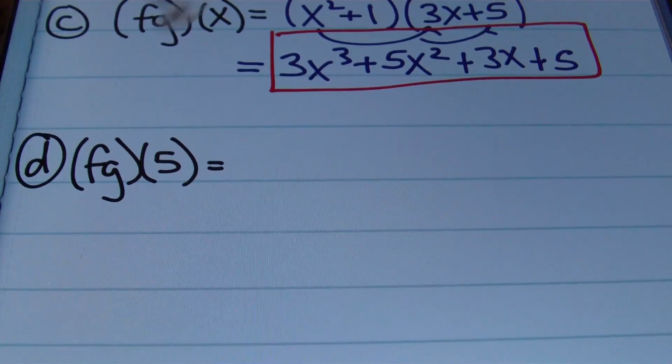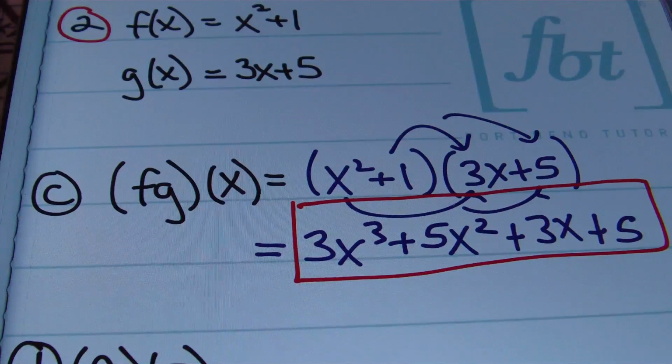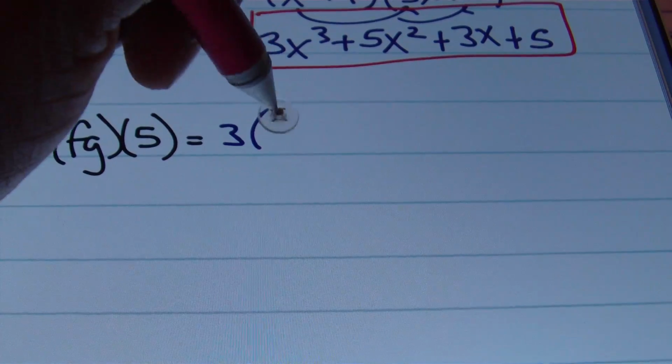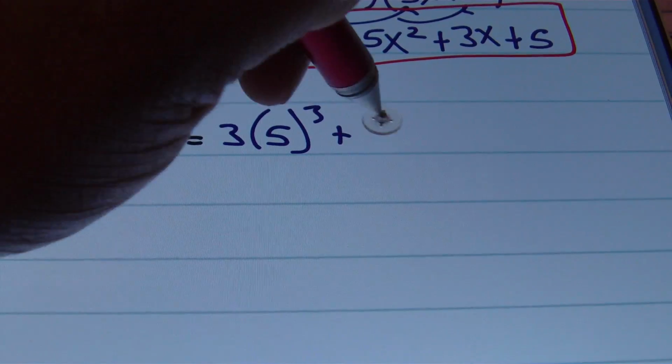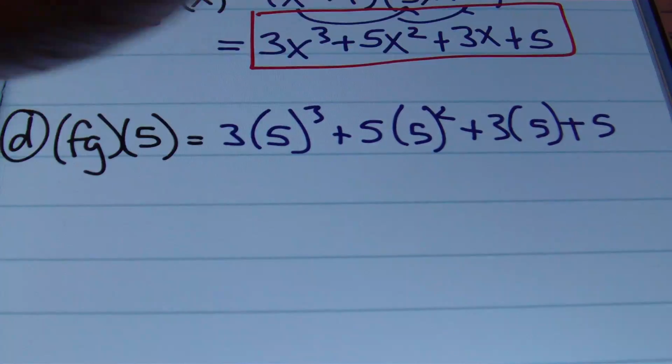Now, check it out. I have fg of 5. Well, that means I want to multiply the functions together and see what the result is when I substitute their x's with 5s, right? So I can take the result from the previous answer and simply plug in 5, or I can plug 5 into the original functions and then multiply those results together. Let's do both. I'm tempted. So here, we'll have 3 times 5 cubed plus 5 times 5 squared plus 3 times 5 plus 5. All right? So that's what I have thus far.